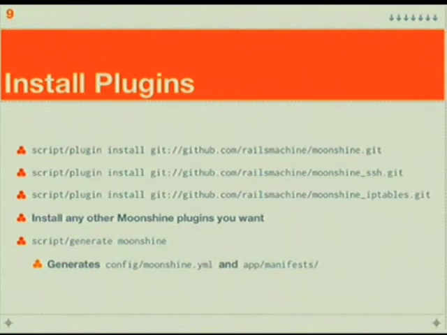You run script generate Moonshine, which generates your moonshine.yml file, and it puts a manifest in app manifests. You can use your manifest to manage multiple servers if you want to configure your database server with one manifest, your Memcache server with another manifest, and your app servers with another manifest.